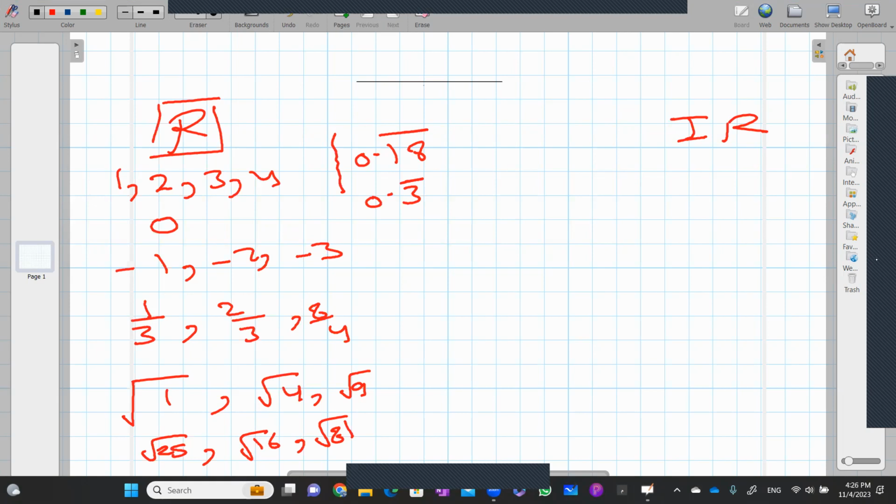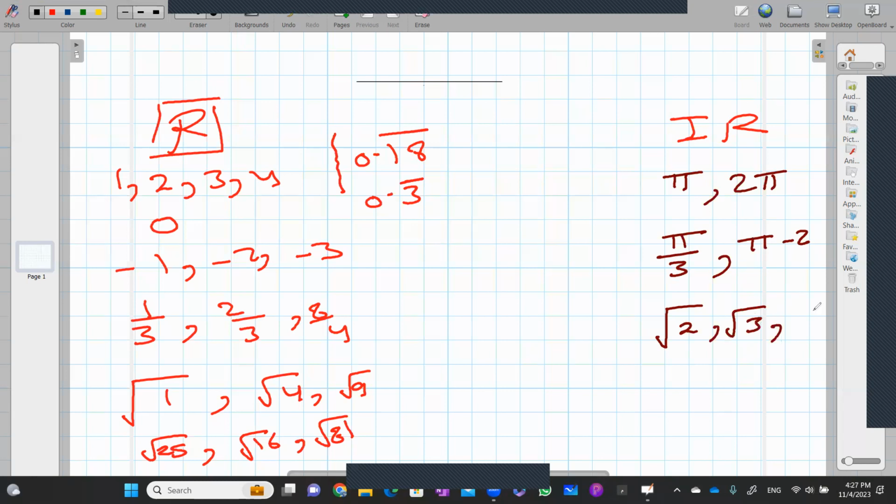If I talk about irrational numbers, then we will talk about pi. For example, 2 pi plus 2, pi over 2, 3 pi, all these are irrational numbers. Pi minus 2, pi plus 3, and always square root of a non-perfect square: square root 2, square root 3, square root 5, square root 7, square root 8, square root 11. A square root of a non-perfect square will be an irrational number.